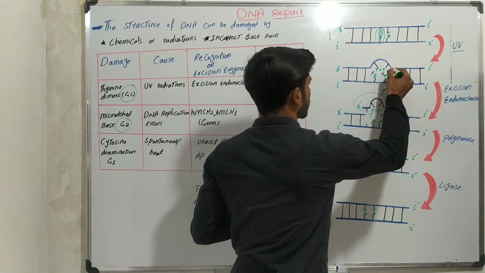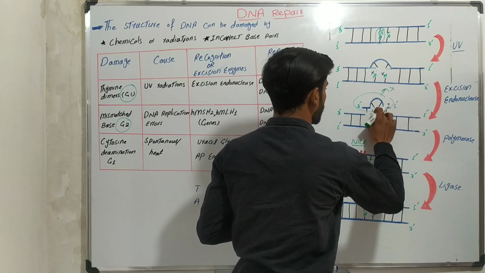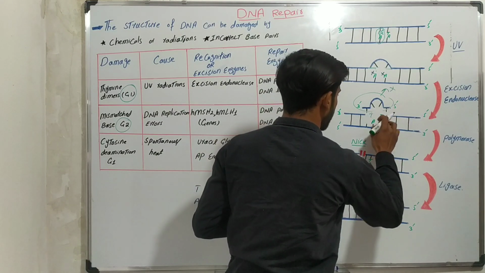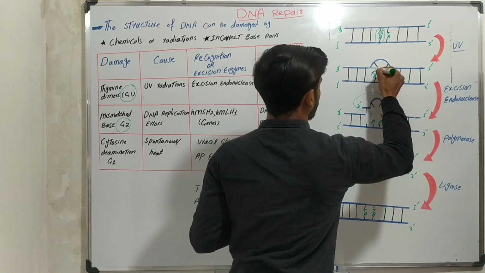So let's suppose that it's normal, not this. Please forget about these thymine dimers. Now let's suppose that here must be a thymine and here must be a thymine, but here is a guanine.